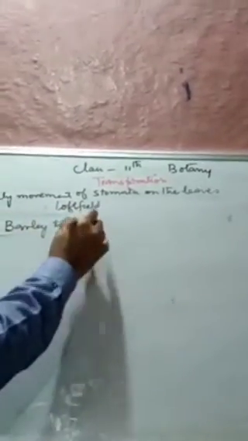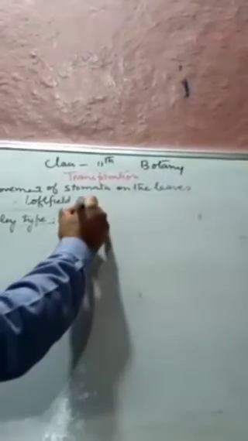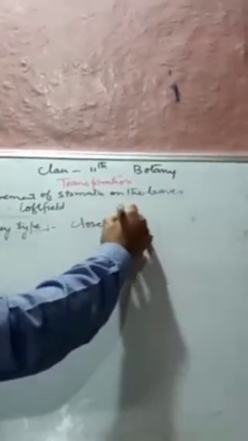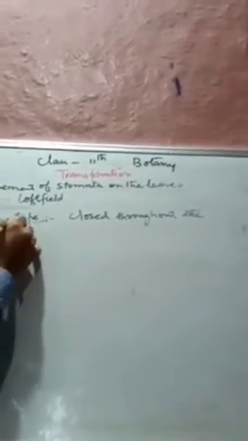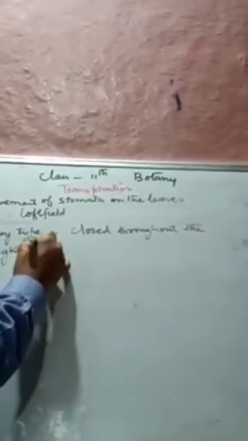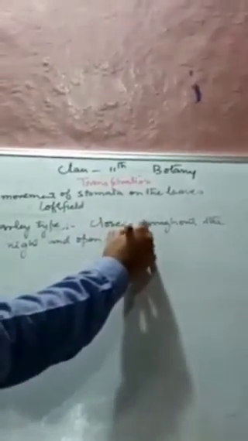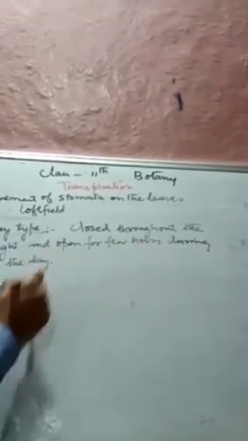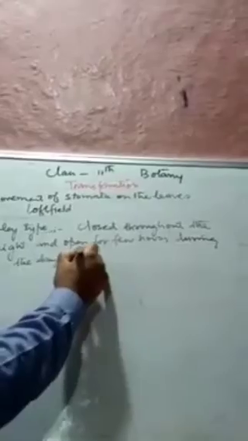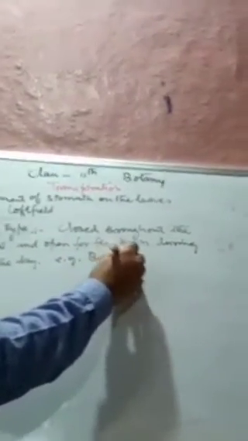Barley type में हम क्या देखते हैं कि जो stomata होते हैं, they remain closed during the night, and open for few hours during the day. दिन में वो दो तीन घंटे तक या दो चार घंटे तक वो खुल जाते हैं. For example, we have got barley. Very good. For example, we have got this wheat. For example, we have got this maize.